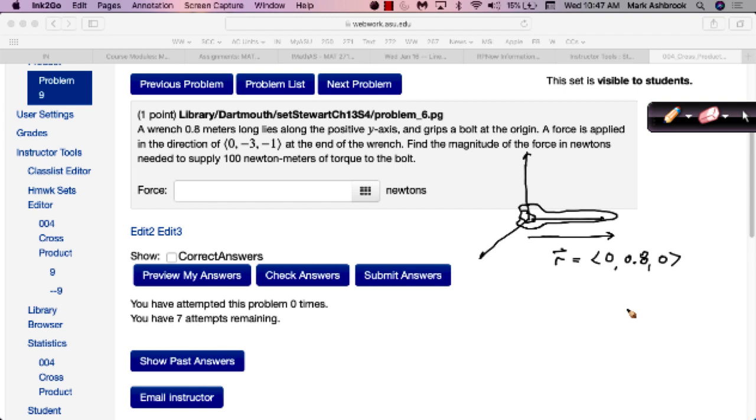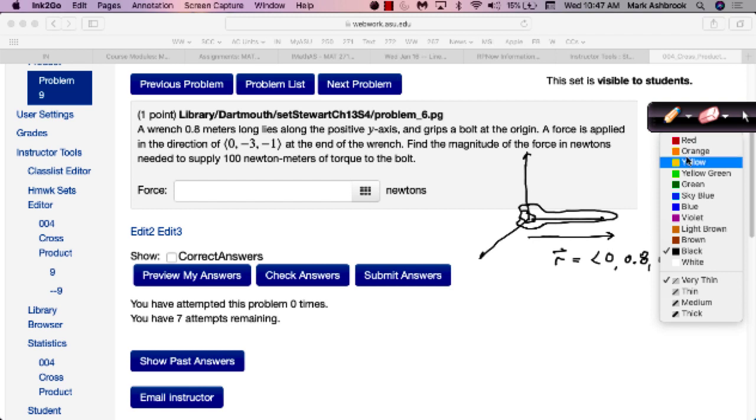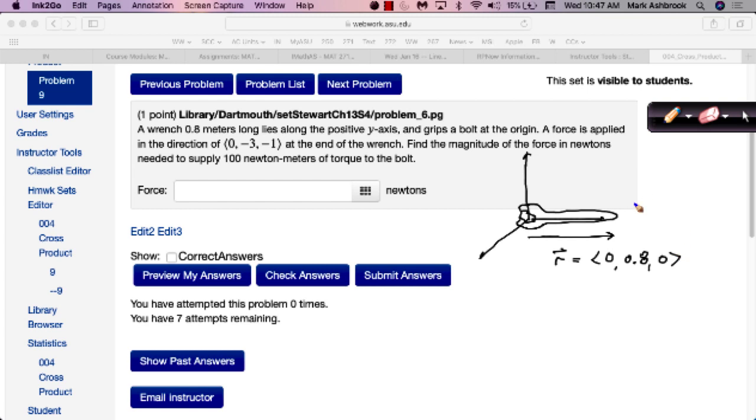Okay, and then the force is applied at the end of the wrench: 0, -3, -1. So what would that be like? It's kind of like this, right? So 0, and it's not in and out of the board. It's negative. So 0, -3, -1 would be something like this. But that's just direction, right?